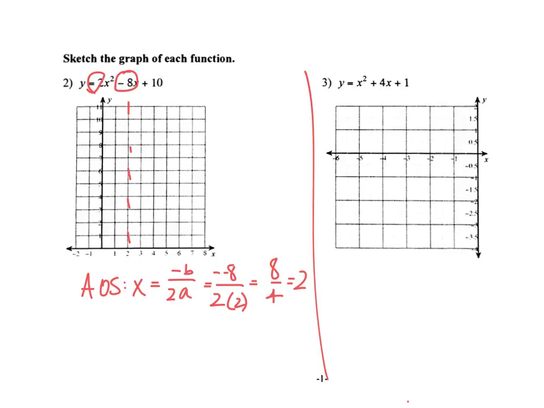All right, after you find the axis of symmetry, we're going to plug that back in to find the vertex. So we're going to do y equals, plug 2 in. Let's see, plus 10. And you are going to need to work that out. When you work that out, you should get 2 again. All right, that means I'm going to plot my vertex at 2, 2.